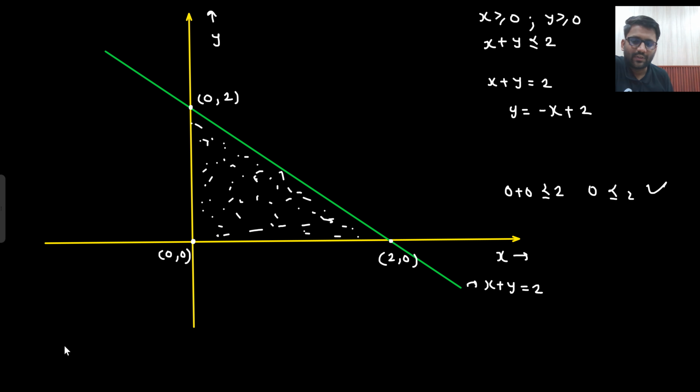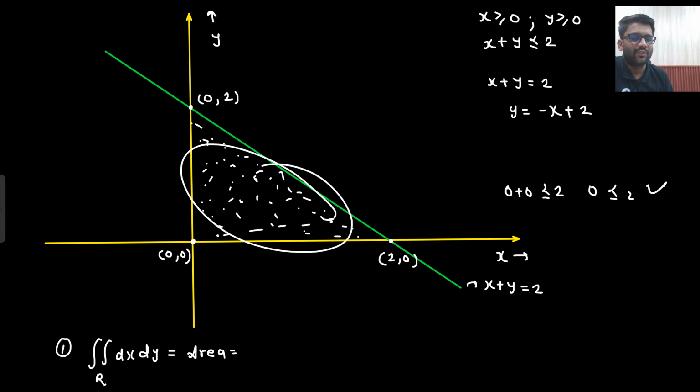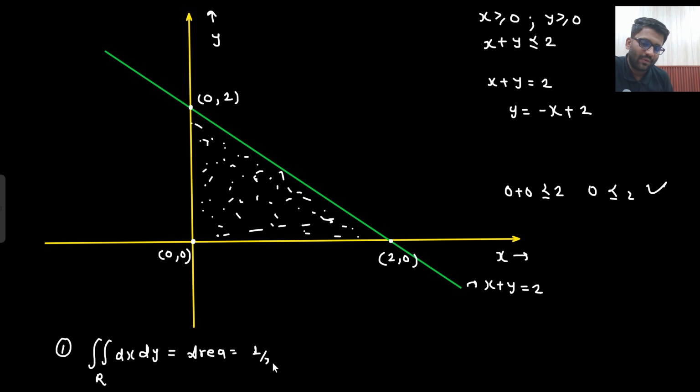What do I need to find? First one, double integral over region R of dx dy. What is the meaning of this dx dy? That in this particular region you need to find dx dot dy and then double integration. That means simply you need to find the area of this particular region. What will be the area? 1 by 2 into base, base is 2, height is also 2. So answer would be 2. There you go. Direct dx dy is written, that means you need to find the area of this particular region.